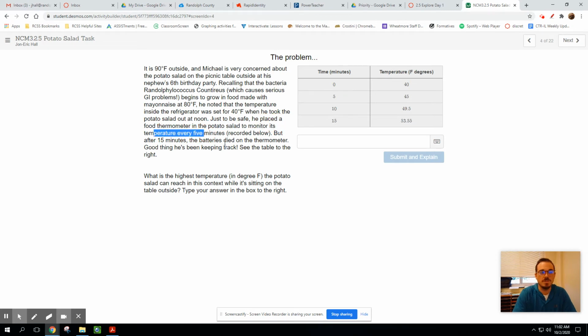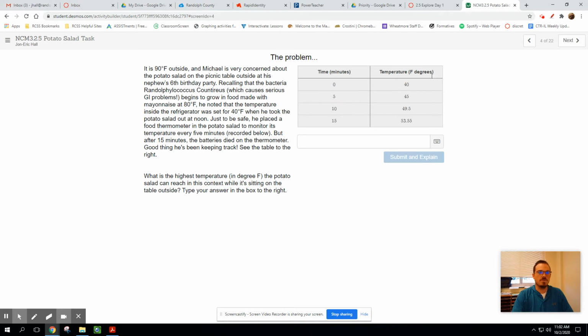5 minutes, because, Michael, you're a weirdo. Not Michael Kidd, although maybe. He recorded the temperatures below. But after 15 minutes, the battery died in the thermometer. Good thing he's been keeping track. He created the table, and we want to know what is the highest temperature the potato salad can reach in this context while sitting outside. Type your answer below.